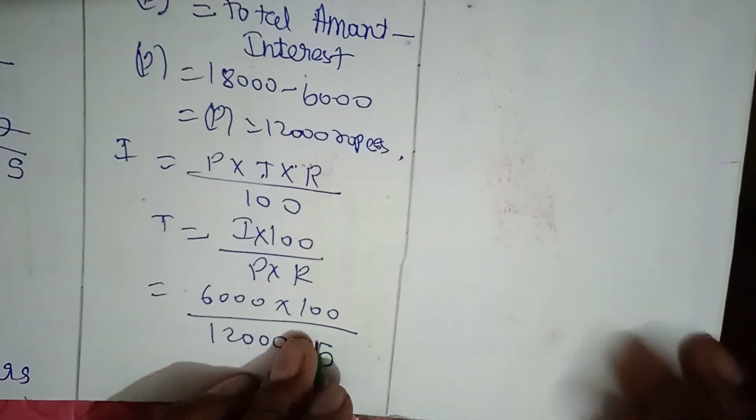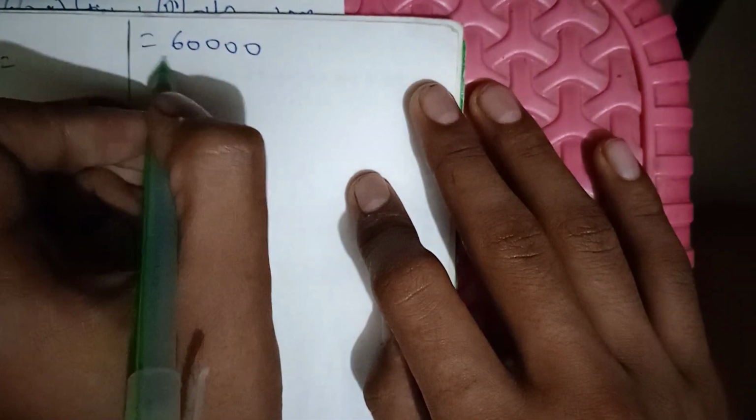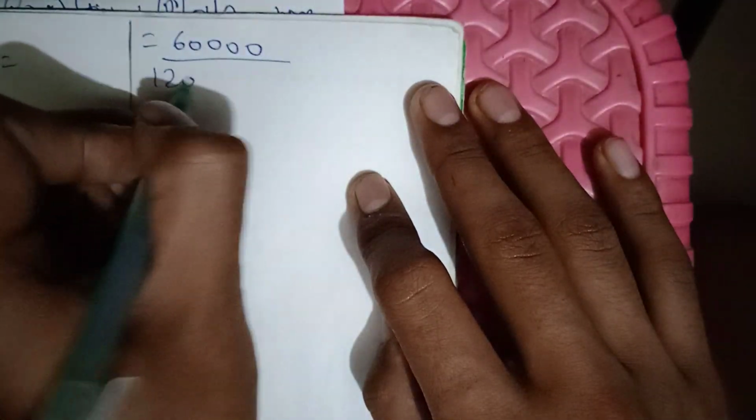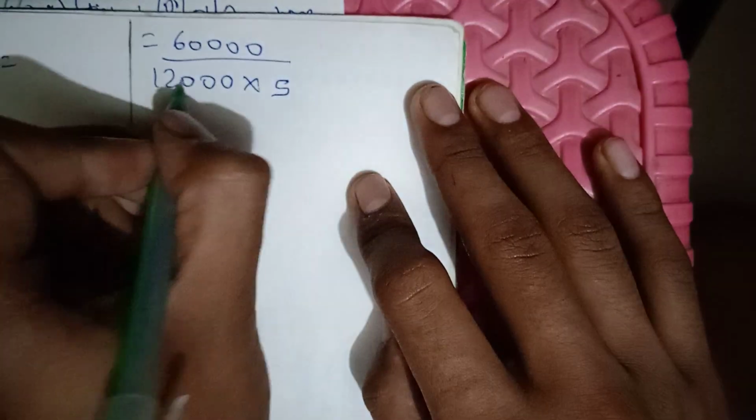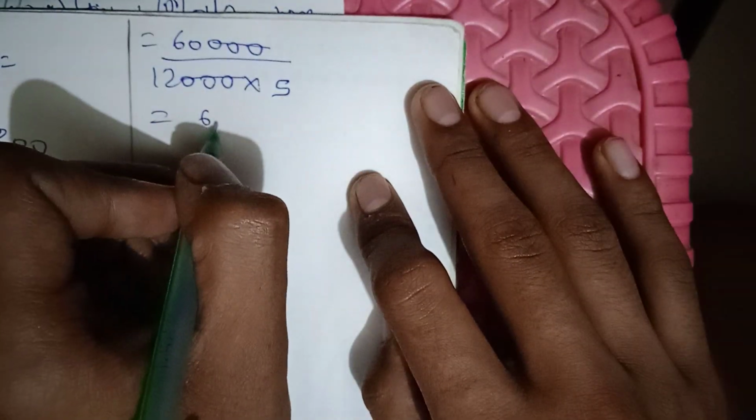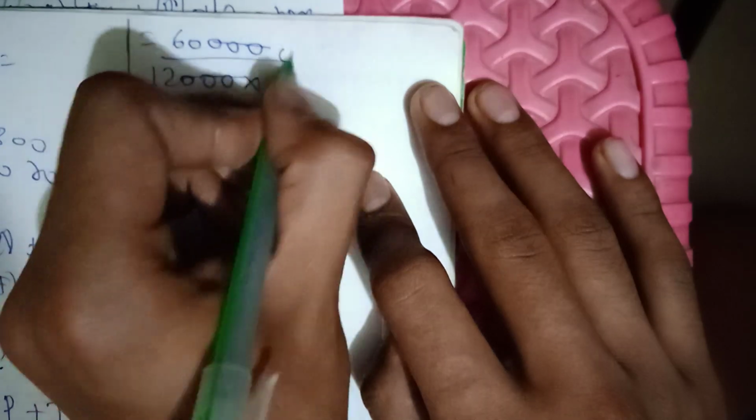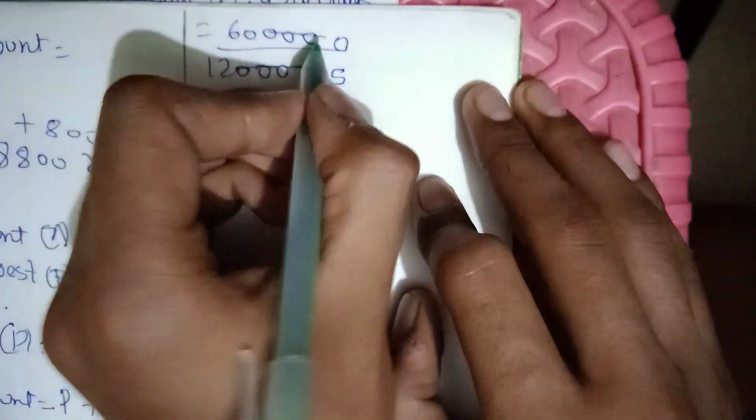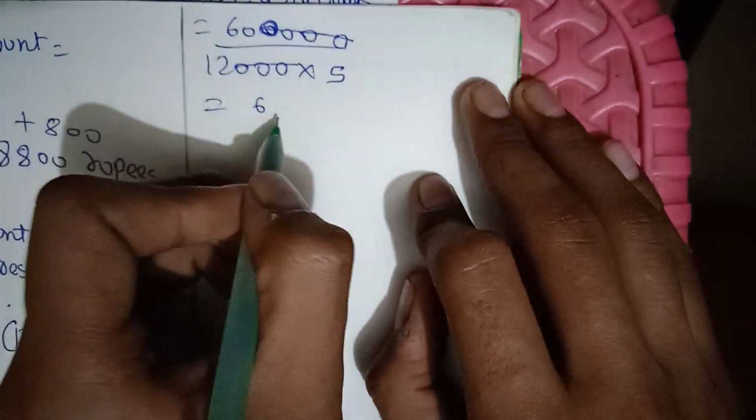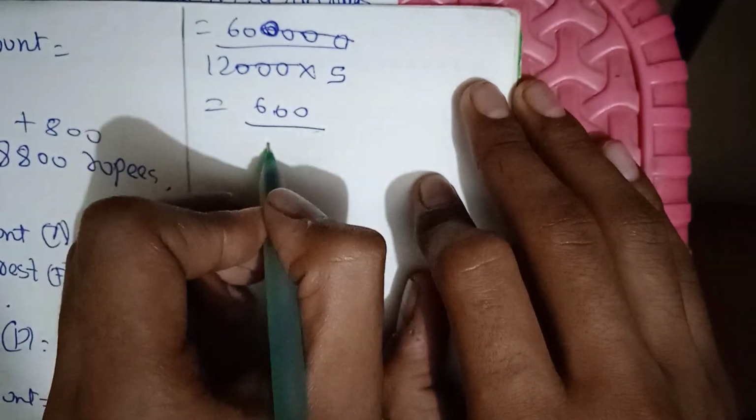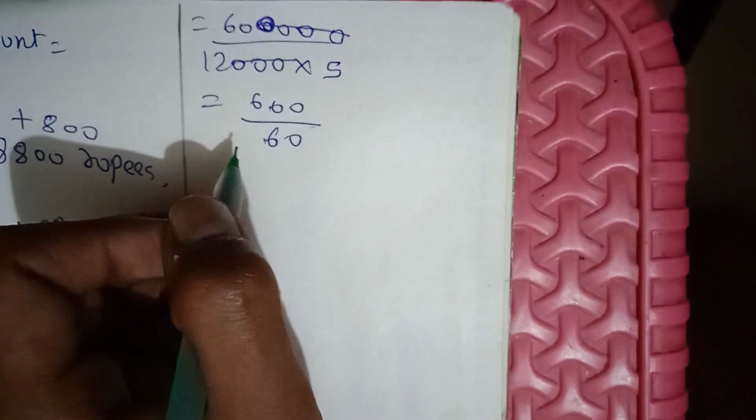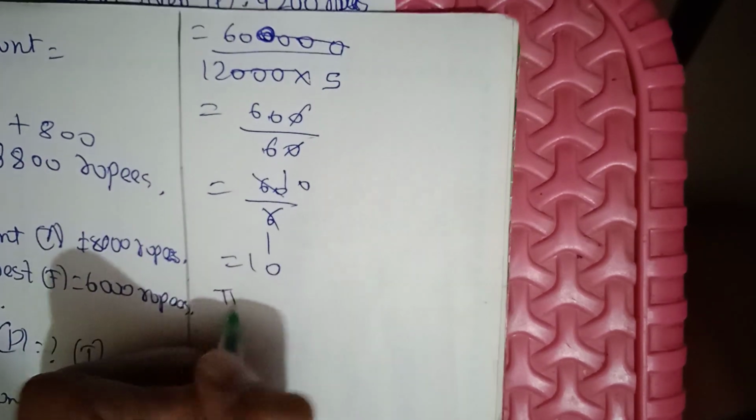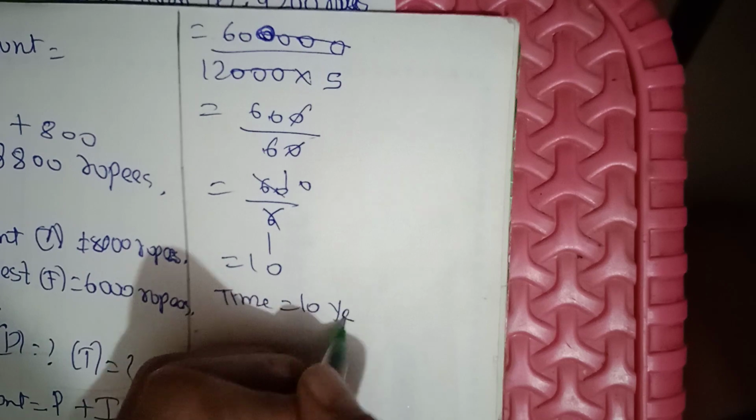So what is 6,000 into 100? 6,000 into 100 is 6 lakhs, 600,000, upon 12,000 into 5. So 3 zeros will go with 3 zeros. We are left with 2 zeros. 600 upon 12 5s are 60 only. So we will cancel this. First 0 0 will get cancelled. So 60 upon 6. 6 1s are 6, 6 10s are 60, is equal to 10. So time is equal to 10 years.